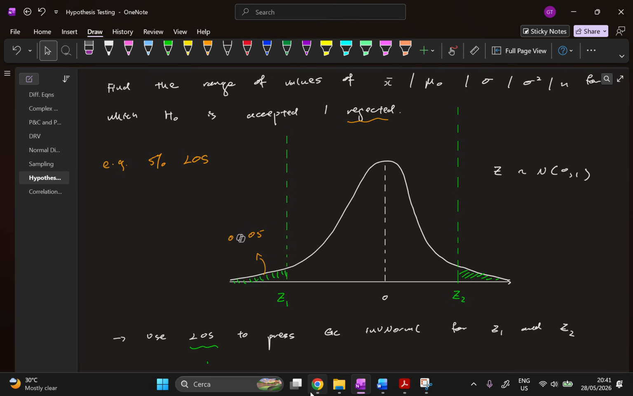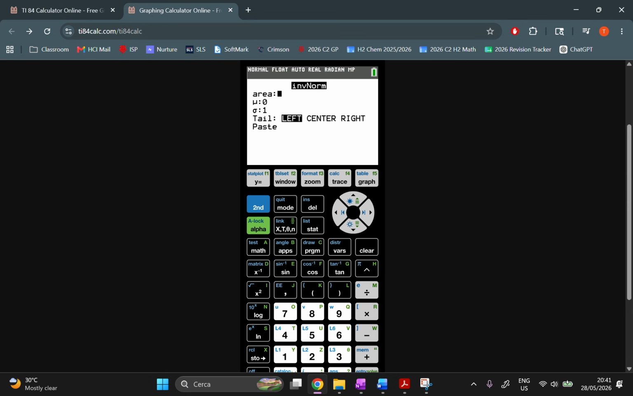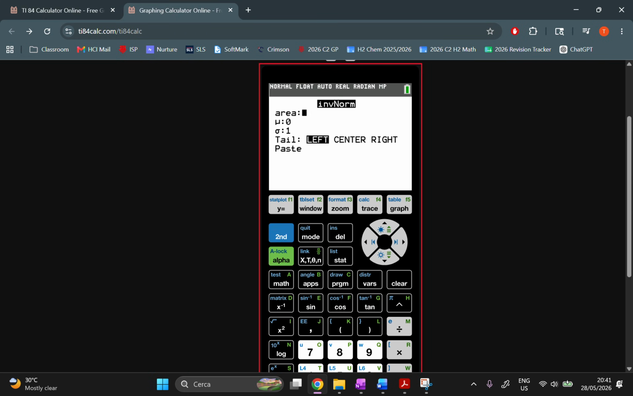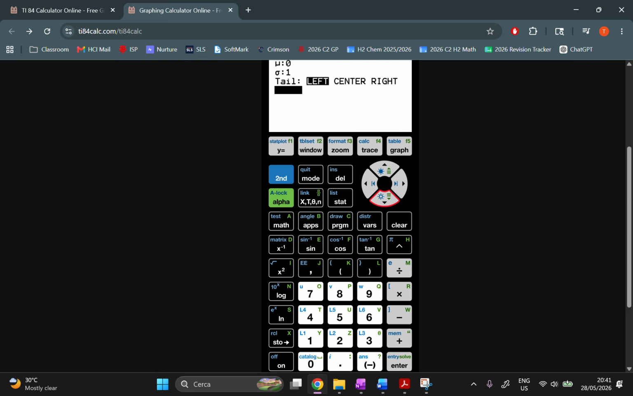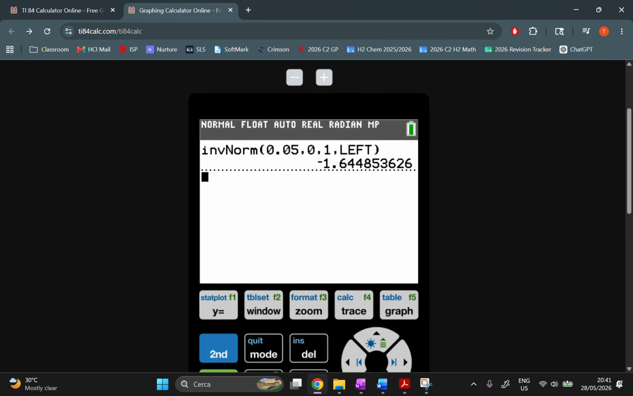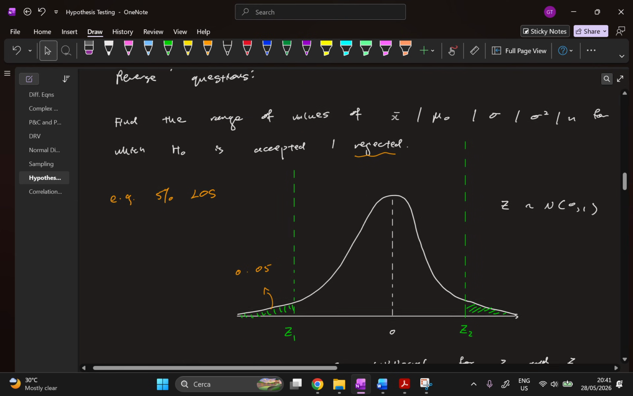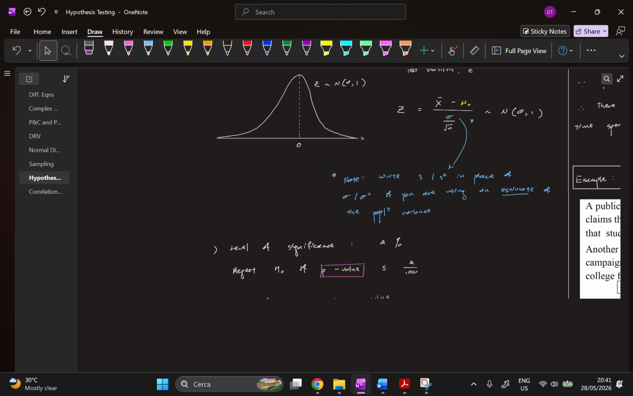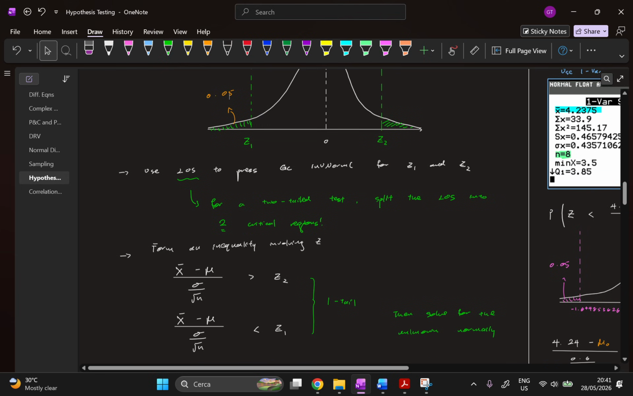So I will go to my GC, I will key in inverse norm, and just nice, my default already has my standard normal distribution here. Left tail already selected by default, and my area is 0.05. And then I will paste, and inverse norm says that my value is minus 1.644. So I know therefore that this Z1 here will be minus 1.644, and therefore I can write that x bar minus mu naught over sigma over root n is equal to minus 1.644, and then I solve from there as a simple inequality.